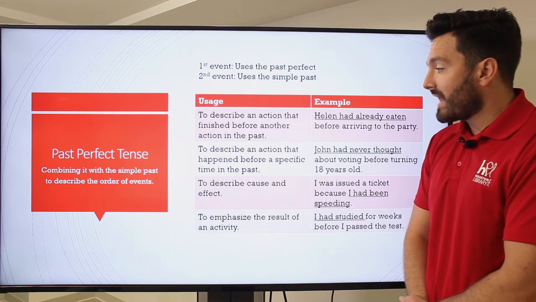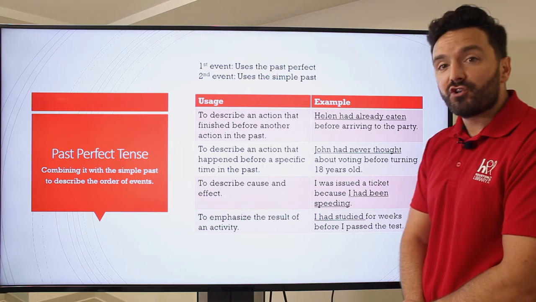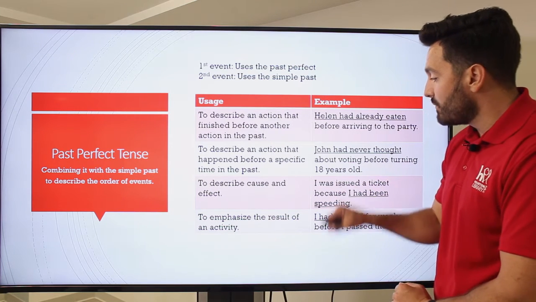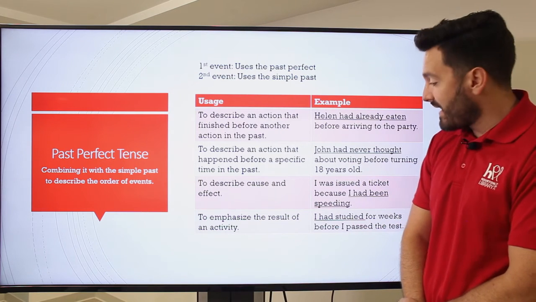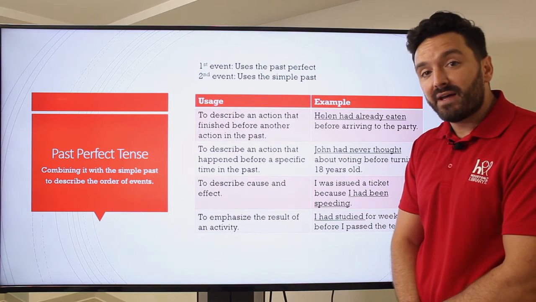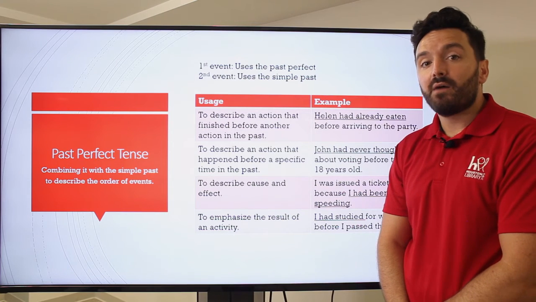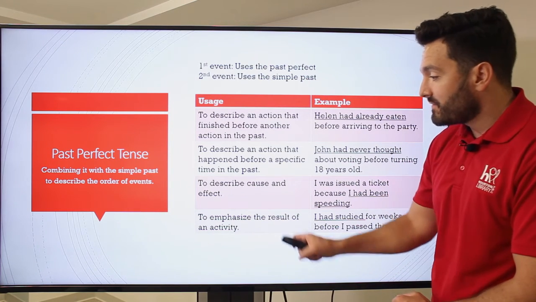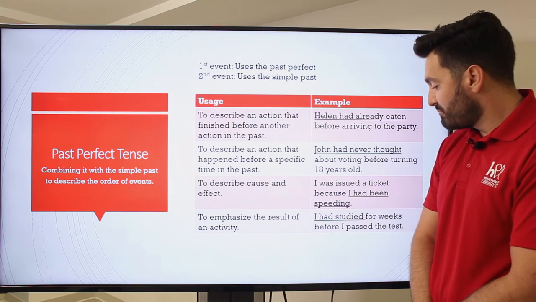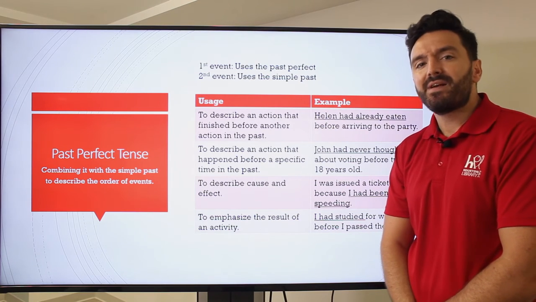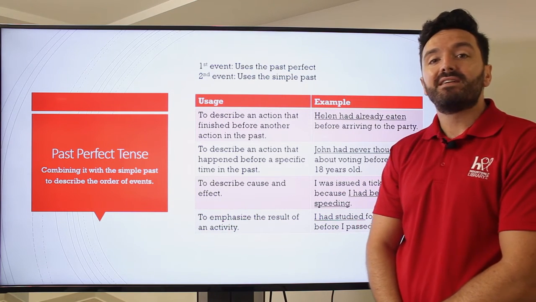To describe an action that happened before a specific time in the past, John had never thought about voting before turning 18 years old. So the specific time was his 18th birthday, right? To describe cause and effect, I was issued a ticket because I had been speeding. So I was speeding, right? I had been doing it, and then as a result, I was issued a ticket, cause and effect. And then finally, to emphasize the result of an activity, I had studied for weeks before I passed the test. So I passed this test because I studied so hard. That happened first, and then passing the test happened second.